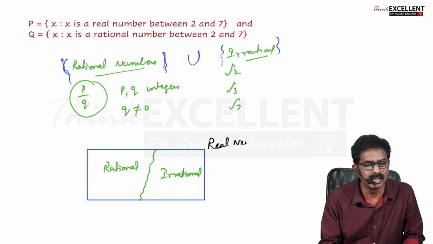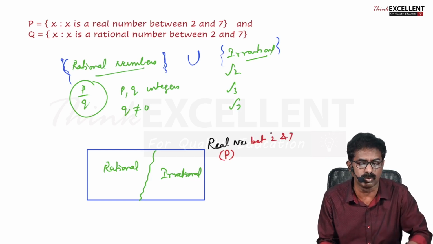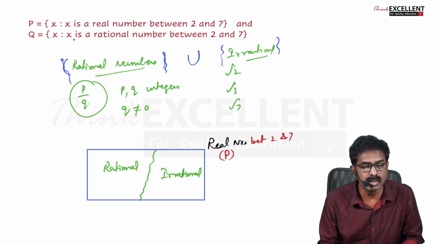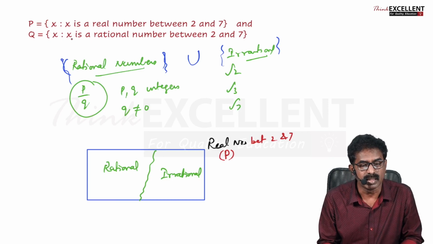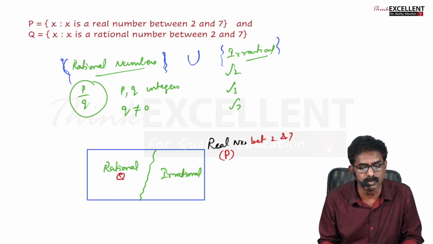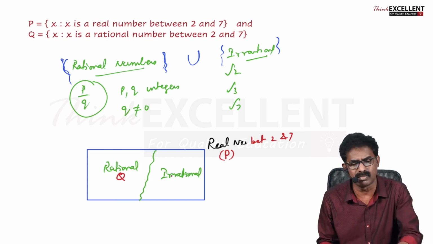Now listen here. We want two sets. One is P. P is the set of all x, where x is a real number between 2 and 7. Both are between 2 and 7 only, so don't worry about that. Q is the set of all x, where x is a rational number between 2 and 7. So in the question, if they say irrational number, you take that as Q. That's all. It is very simple, no?